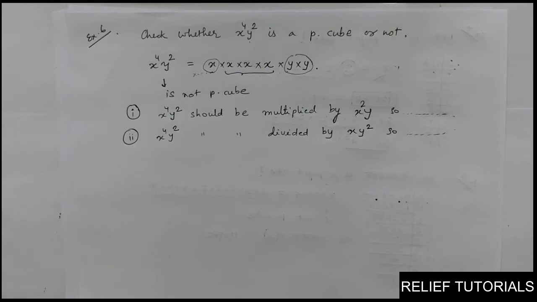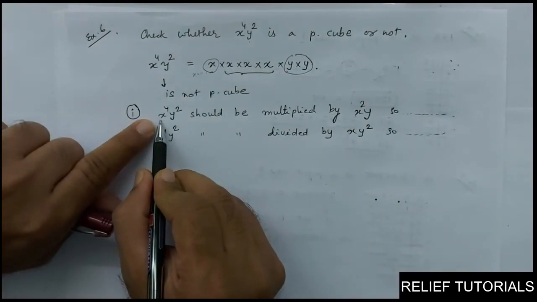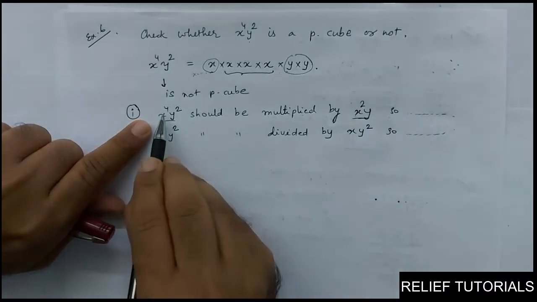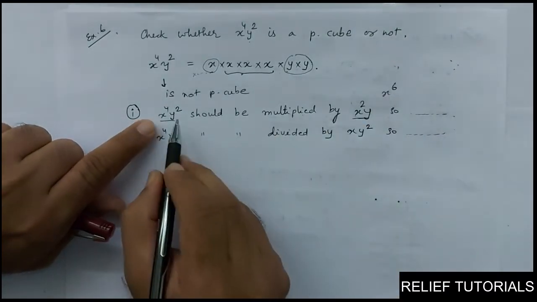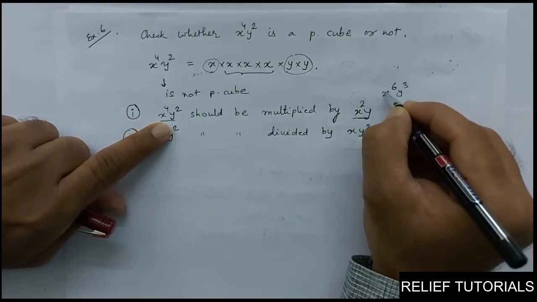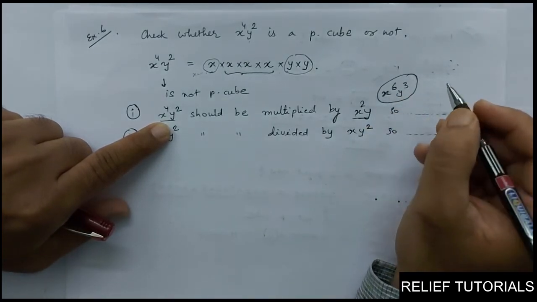If you want to find the number formed by the multiplication or division, you can easily find. See, x raised to 4 y square multiplied by this number. So it becomes x raised to 6. x raised to 4 here and x square here. So it becomes what? x raised to 6. y square here and y here. So it forms y cube. So it forms x raised to 6 y cube, which should be the perfect cube number.